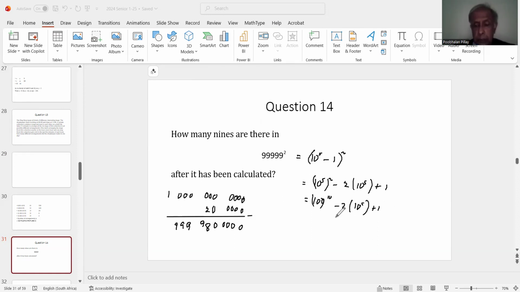Okay, and to this you're going to add 1. So this whole thing here, added 1. Is that? And the question was, how many nines are there? And you can see the answer is 4, because you can see 4 nines.